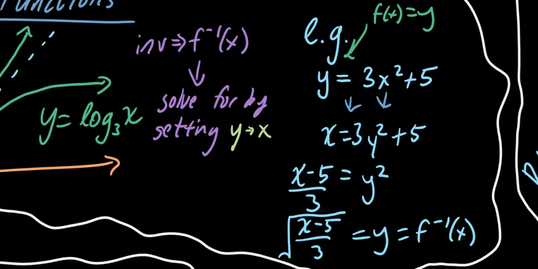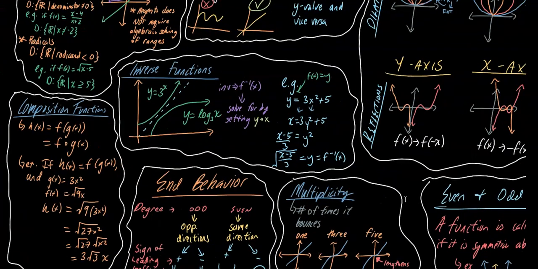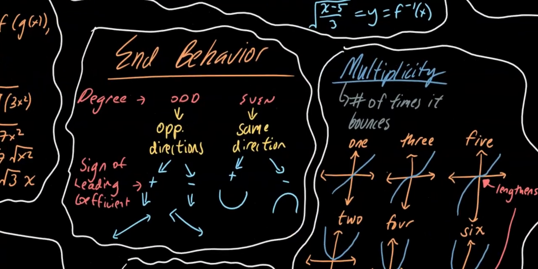We're going to get x equals 3y squared plus 5, do a little algebra, and we get y equals the square root of (x minus 5) over 3. And we use this notation here. It kind of looks like f to the power of negative 1. This just means inverse functions. Now we're going to switch gears and talk about end behavior and multiplicity.